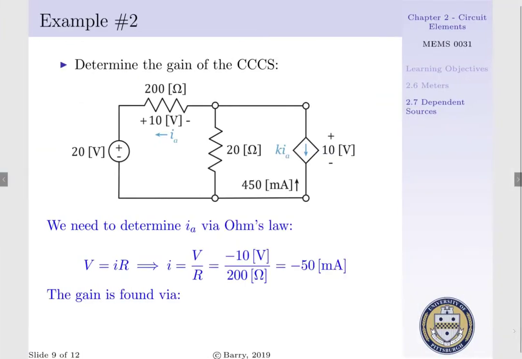Now we are able to determine the gain based upon the equation for a CCCS. Our gain times IA will be equal to our output, such that K is equal to our output, minus 450 milliamps, per IA, minus 50 milliamps, where our gain is equal to 9.